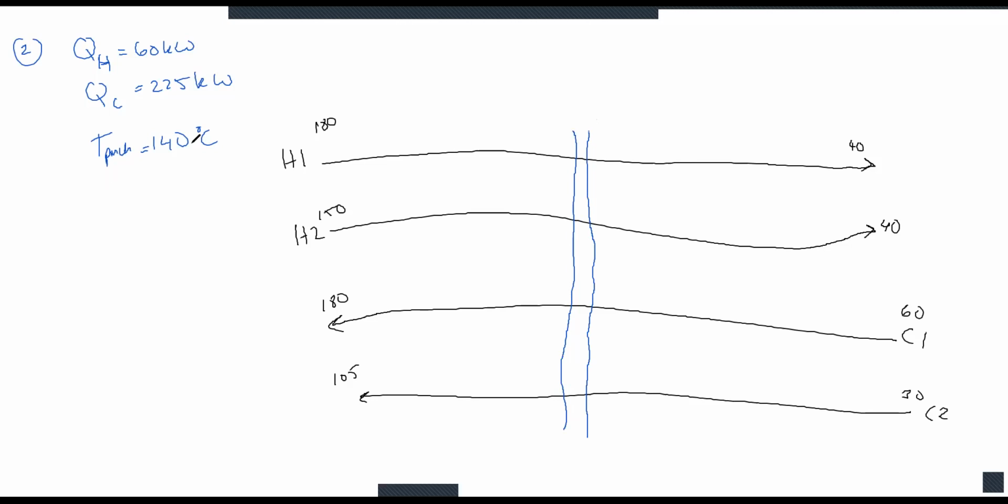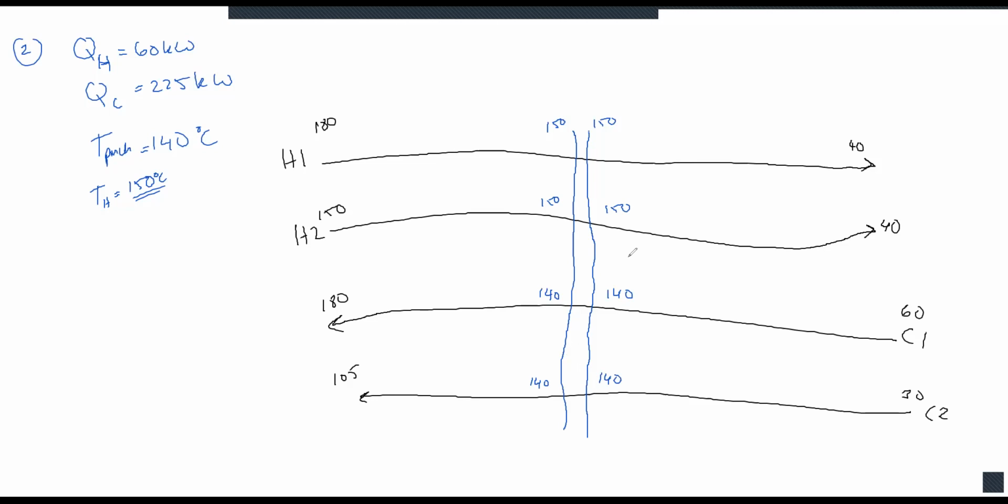So this is the cold pinch, remember? My hot pinch will be 140 plus delta T. In our case, the delta T was 10. So the hot pinch will be 150, 150, 150, 150. Then for the cold streams, it will be 140, 140, 140, 140. Step number two done. I just drew my lines with a pinch.